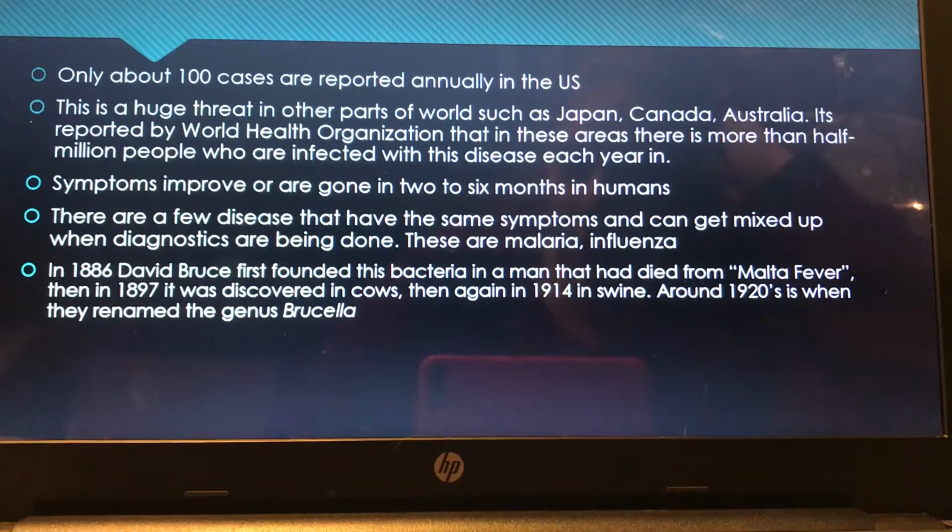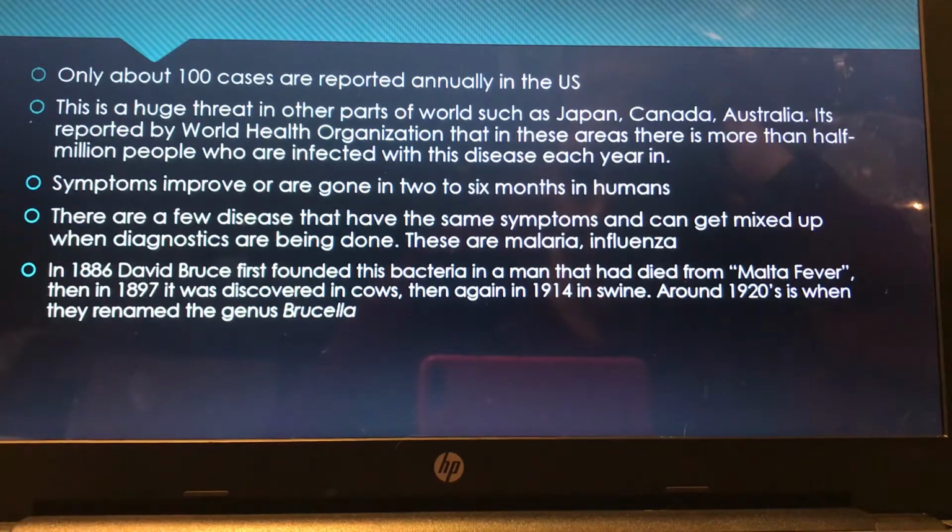Symptoms improve or are gone in 2 to 6 months in humans. It does take a while. That's why you have to take antibiotics for so long. There are a few diseases that have the same symptoms and can get mixed up when diagnostics are being done, such as malaria and sometimes influenza. That one's not too common, but malaria is very common to get mixed up with this.